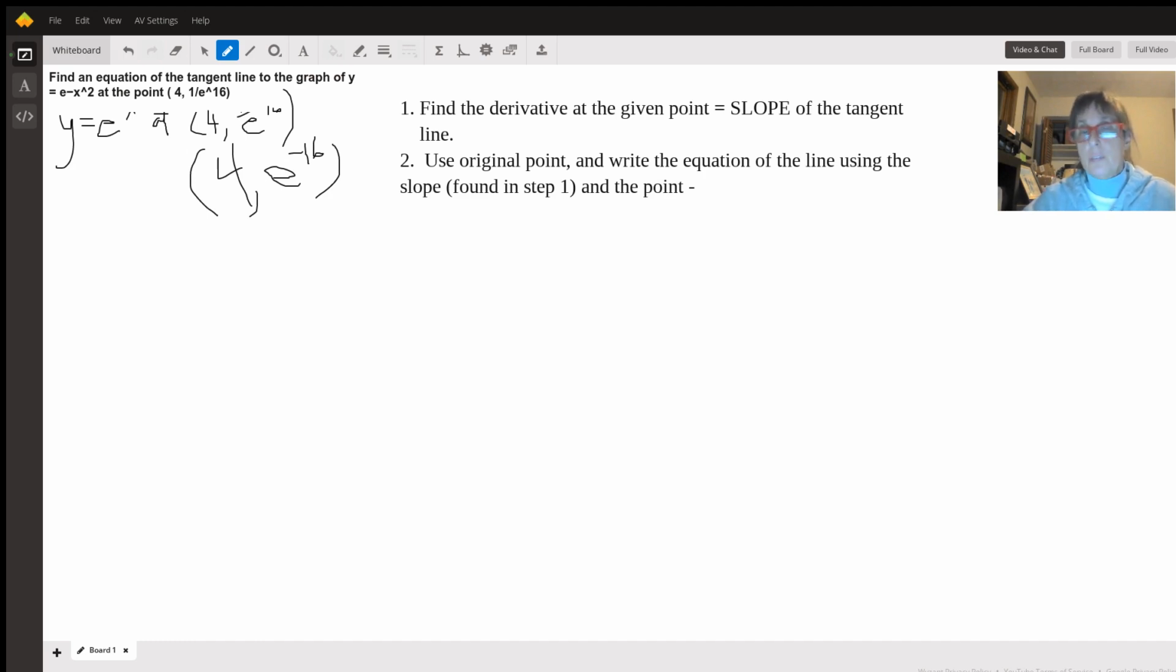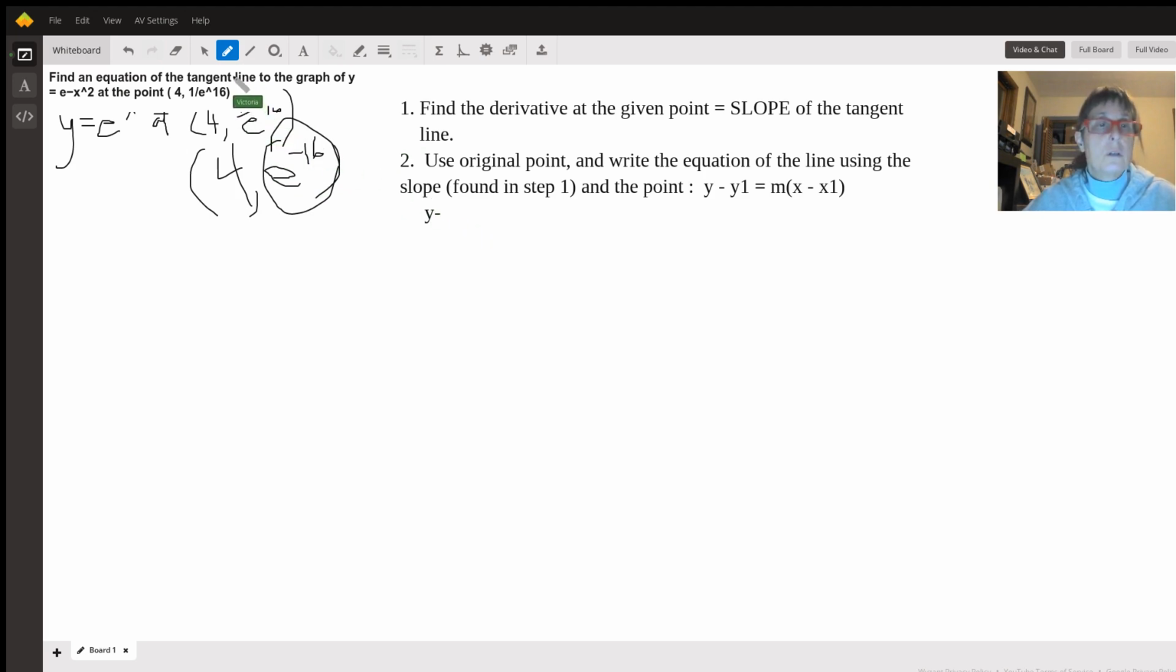And there's a form of that line equation. You say y minus y1 equals the slope times x minus x1. It's called the point slope formula. In our case, we already know y1 and x1. y1 is this, it's the y value of the point.